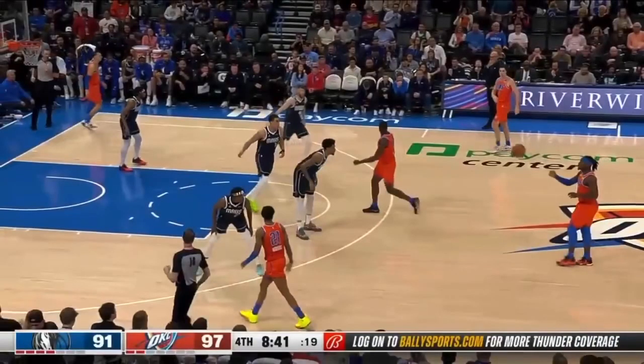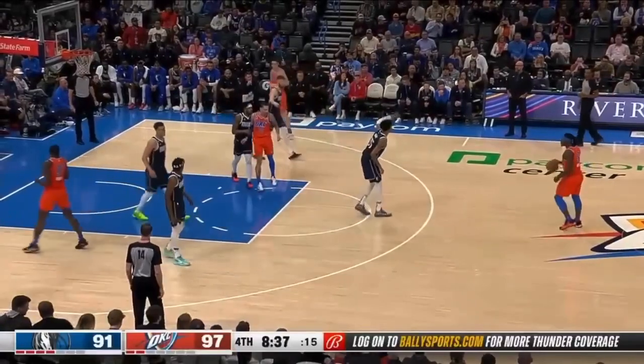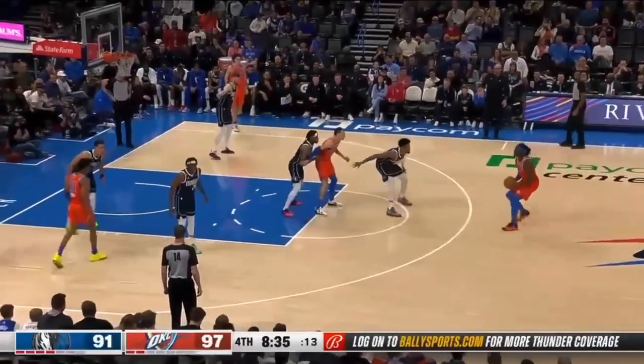This is a complete and utter joke of a possession. Christian Wood is guarding the ball. Your only focus can be the ball. Just look at how long Christian Wood isn't even paying attention to the ball here. Look at this. Look at his eyes. Look at this. Are you kidding? Wow.